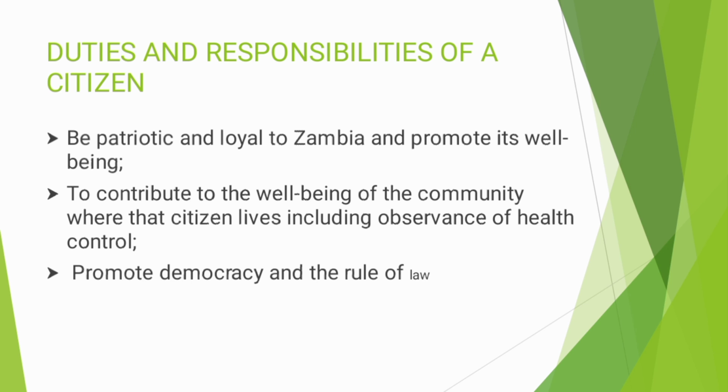For example, as you have seen here, under characteristics, we are saying one of the characteristics of a good citizen is patriotism. But under the duties and responsibilities, you will say a good citizen must be patriotic and loyal. So it's just the English that you should change. Otherwise, we'll just be repeating the same thing and you'll be confused at the end of the day.